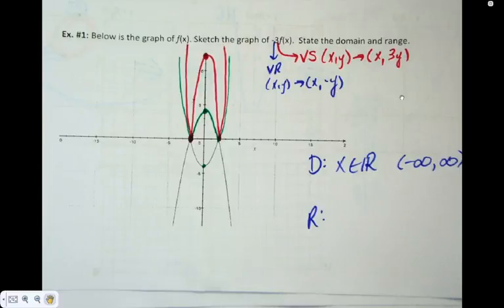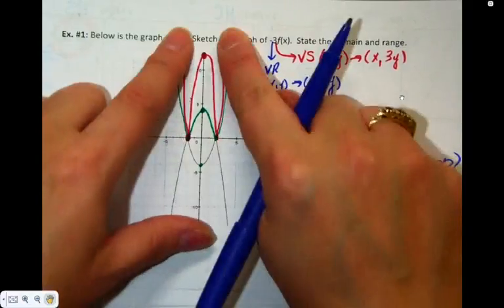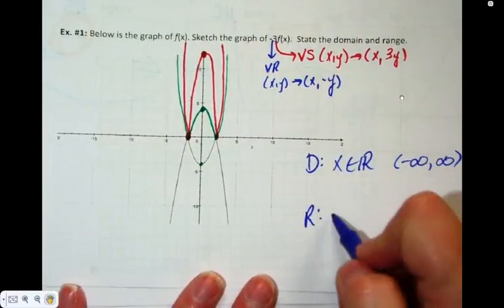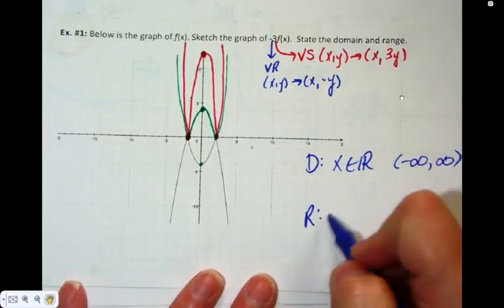The range, look down, look up. What's the lowest value of the graph? And again, we're going with the red one, the last one. Where does it stop? 0. Where does it end? Infinity. So if we want to match this notation, that's matching this one.